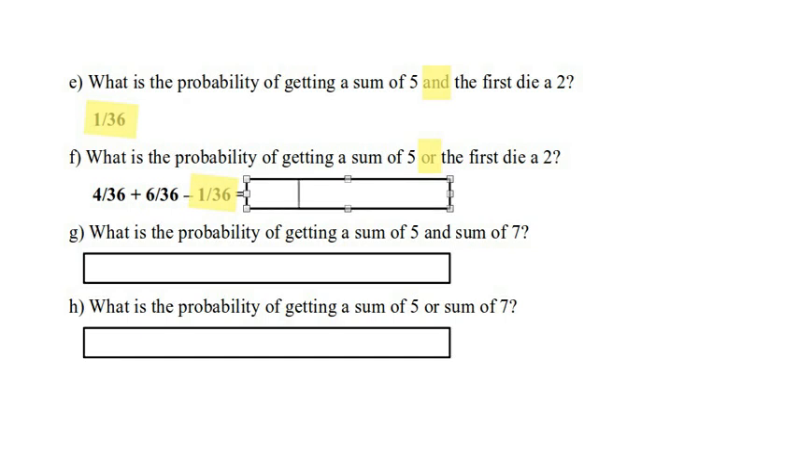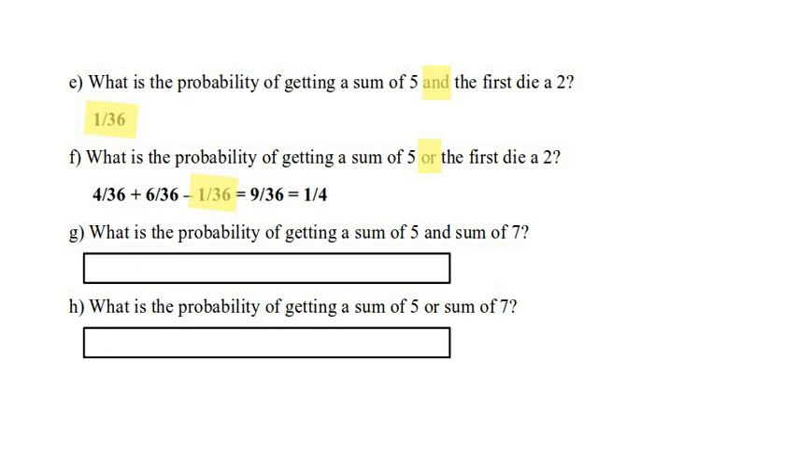So we can then say, well, 4 and 6 is 10. 10 minus 1 is 9. 9 and 36 are both on the 9 row. In the numerator, 1 times 9, in the denominator, 4 times 9.